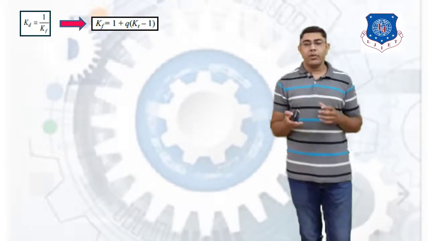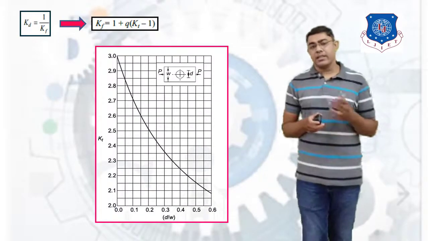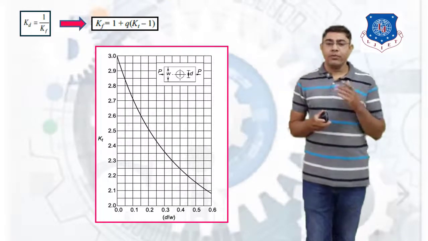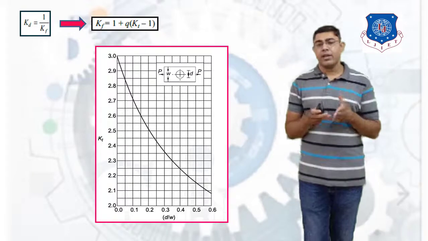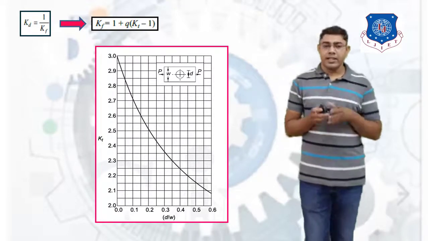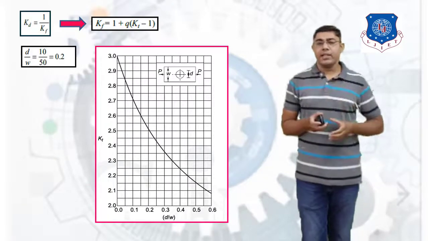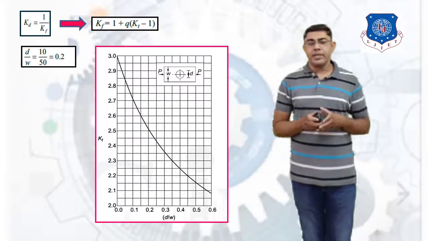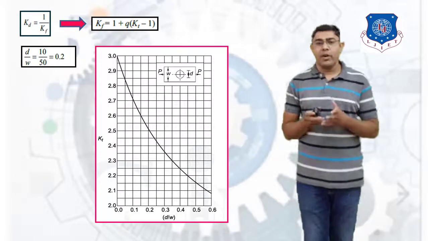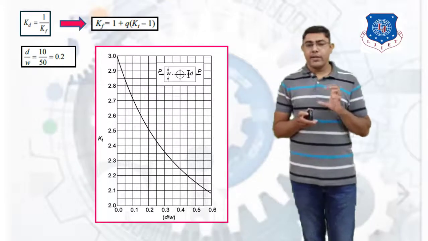For that we have to use the stress concentration chart, and in the stress concentration chart, to calculate the value of Kt, you first have to calculate the ratio of small d by W. According to our condition, small d is 10 and W, the width of the plate, is 50. So the small d by W ratio is 0.2.